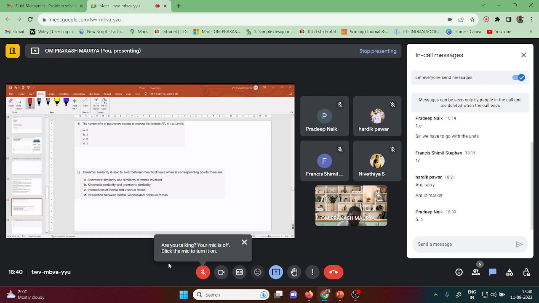Okay, Pradeep, you are saying that for question number 5, option A is correct. So here the question is asking about the pi parameters needed for this, for a given function. I need one answer. Please, anyone write an answer. Then I will go to the Buckingham pi theorem concept.